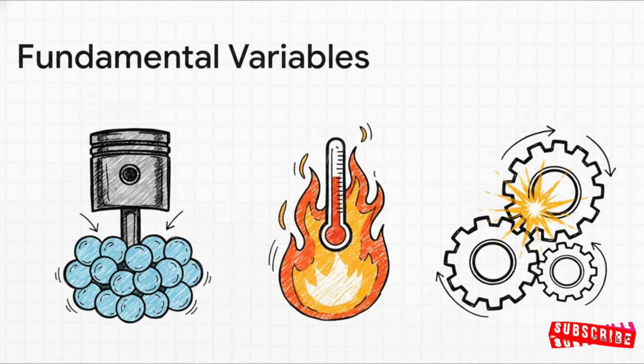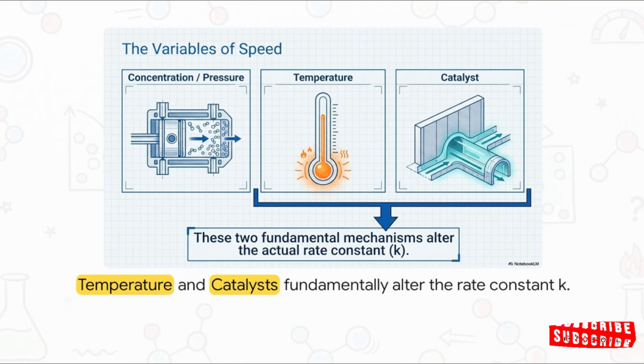Second, the temperature of the environment. And third, the presence of a catalyst. Let's look at these mechanisms right up on the screen. We've got a piston increasing concentration and pressure by physically squeezing particles closer together, a thermometer representing the heat we can add or remove, and a specialized tunnel representing our catalyst.